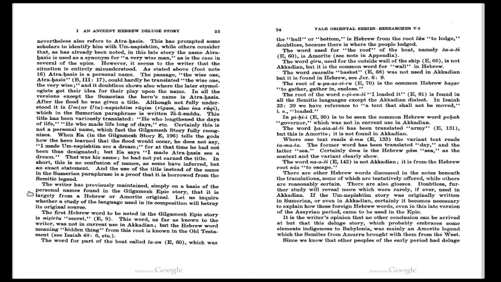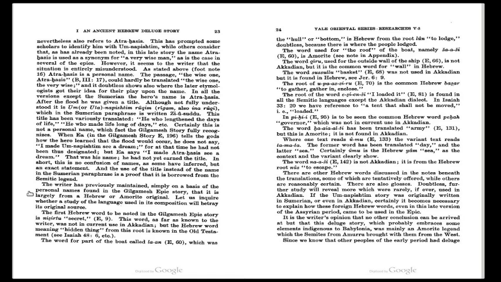As stated above, footnote 16, Atrahasis is a personal name. The passage "the wise one, Atrahasis" could hardly be translated "the wise one, the very wise," and it doubtless shows also where the later etymologists got their idea for their play upon the name. In all the versions except the Sumerian, the hero's name is Atrahasis. After the flood, he was given a title. Although not fully understood, it is Uta-Napishtim Rukim, Rugam, also Ina Rugi, Uruki, which in the Sumerian paraphrase is written Zi'u-Suru.